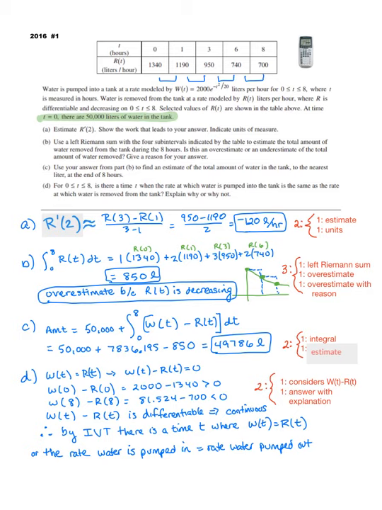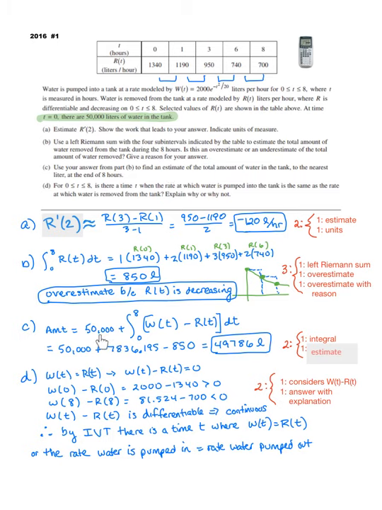Now we're going to take a look at parts C and D of 2016, number 1. Part C, we're supposed to use our answer that we got in part B, which was that the amount of water removed over that time period was 850 liters. We're going to use that answer to find an estimate for the total amount of water that's in the tank at the end of the 8 hours.